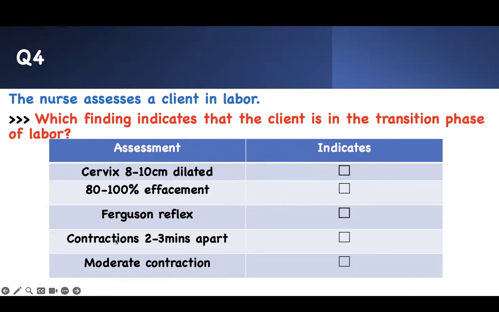This is number 4, another NGN. Don't worry, I got you. Which finding indicates that the client is in transition phase, and then assess the client in labor? What do you think? Look at it carefully.